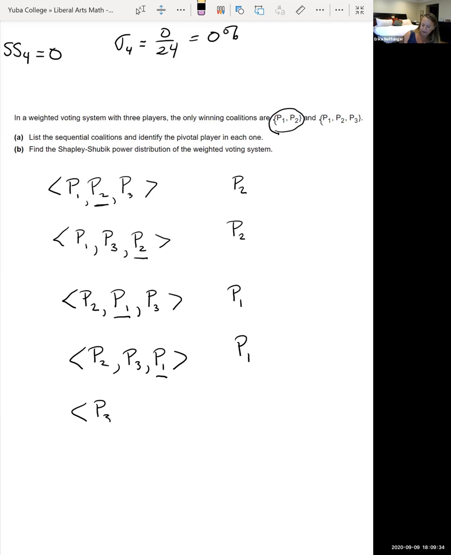So player 3 is first, and then player 1. Well, player 1 and 3 can't do it by themselves. So they need player 2 to come in. Player 2 is pivotal. Player 3 first, and then player 2. Again, they can't do it by themselves. Player 1 comes in, they would be pivotal.